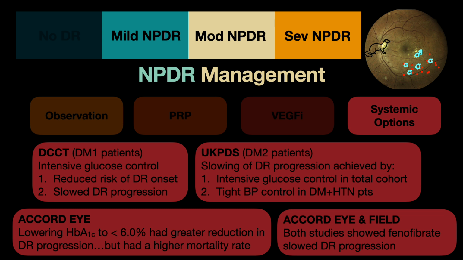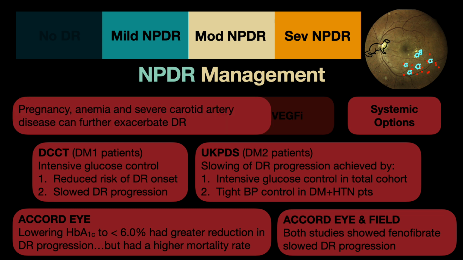And then if you lower the A1C too much, higher mortality rate. So I tell my patients, if they get below 6, they might be hurting themselves more than helping. Pregnancy, anemia, and severe carotid artery disease can further exacerbate DR, something I bring up frequently with my patients. So there's my star, there's my star.